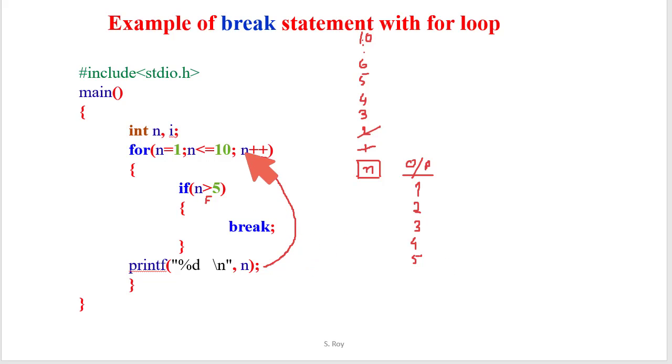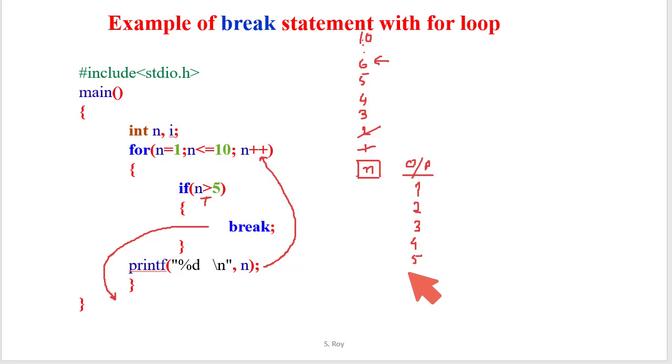After that the value of n is 6. When the value of n is 6, the condition of the if statement returns true, and the execution enters the if block. Inside the if block, the break statement is there, so it will be executed. When the break statement is executed, the execution comes out of the loop. This is the end of the loop, and execution comes out at this position. So the value 6 will not be printed, and we will get the output 1 to 5.